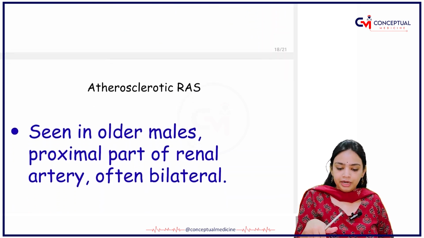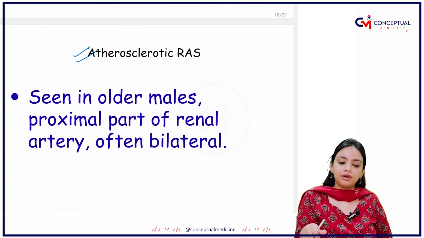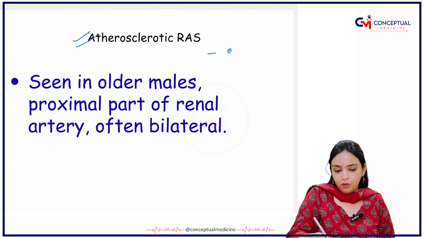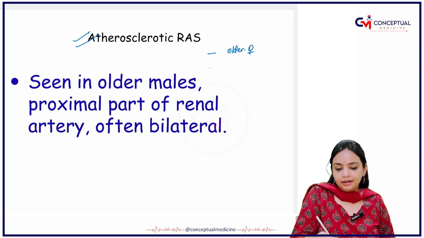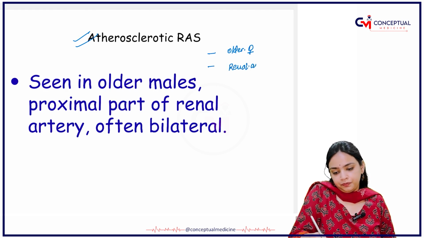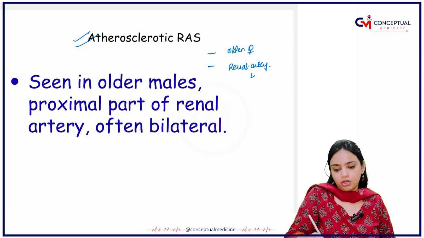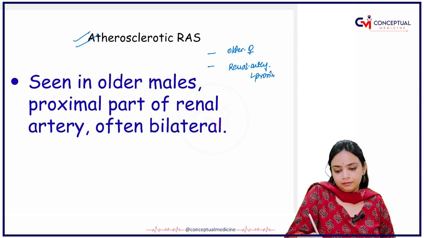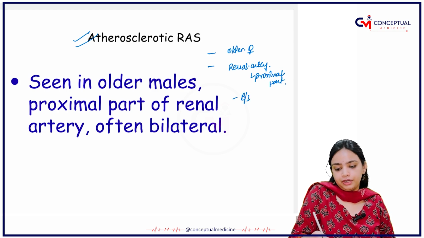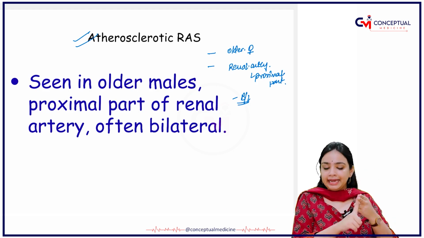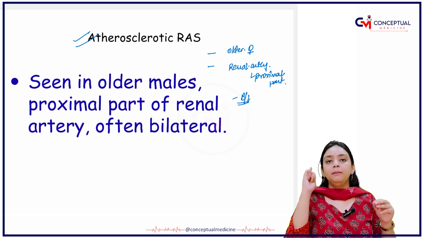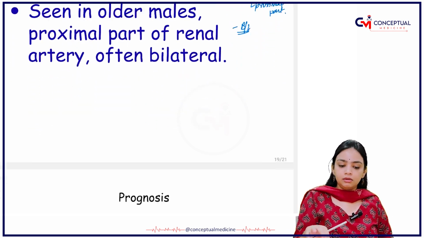Then you have the atherosclerotic type. It is mainly seen in older males, and it is seen in the proximal part of the renal arteries, and often it is bilateral. So remember the three things: elderly male, bilateral, and proximal. Bilateral, proximal, and elderly male.